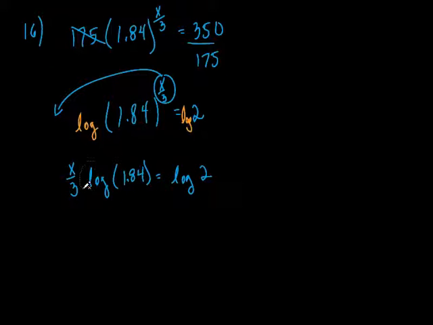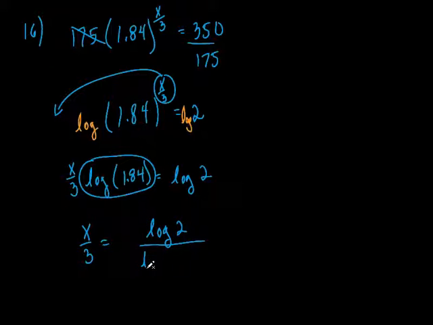So how could I get rid of this thing right here? It's being multiplied by x over 3, isn't it? How do I get rid of something that's being multiplied? Divide it. That's right. So I'm left with x over 3 equals log 2 over log of 1.84. One more step and you're done. I've got to get x by itself. It's being divided, so what's the opposite of division? Multiplication. So we multiply both sides by 3.